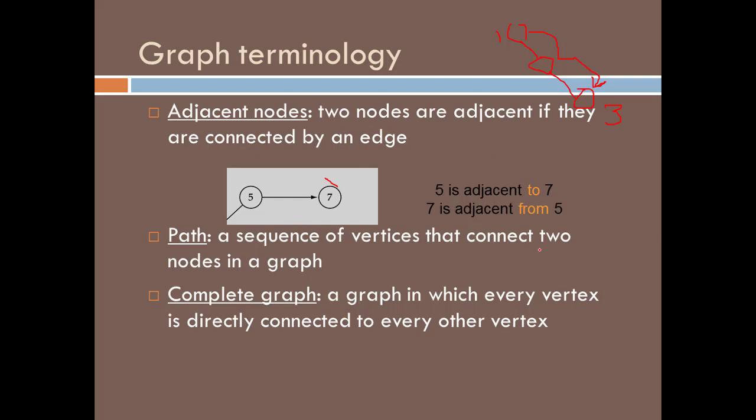Complete graph: a graph in which every vertex is directly connected to every other vertex. If that is the case, we will say that it is a complete graph. For example, if we have 5 nodes and every node is reachable from every other node, or in other words, if there is a path from every node to every other node in the graph, then it is a complete graph.